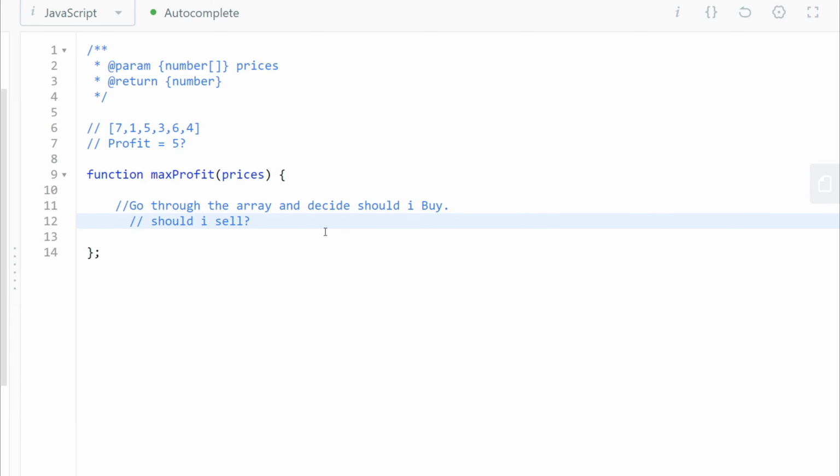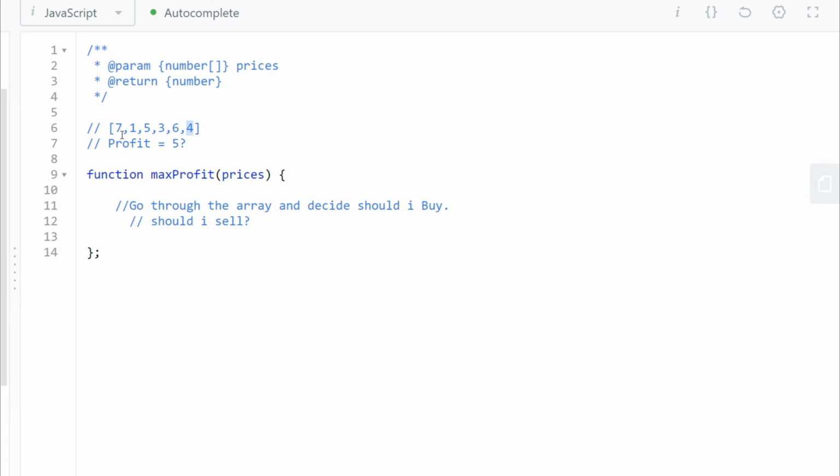So what do I do in here? Well, there's no profit to be made in here, right? So what can I do? I could probably move along to go look at 5. If I have my bought price at 7 and 5, did I make a profit? No. And continue. Do I make a profit at $3? No. 6? No. 4? No.